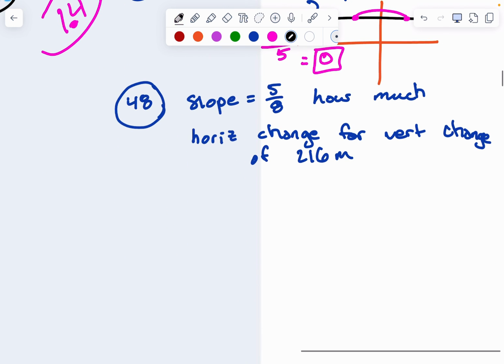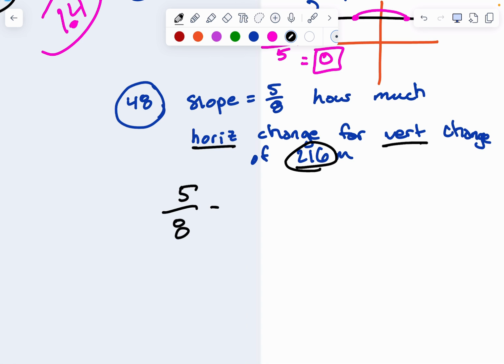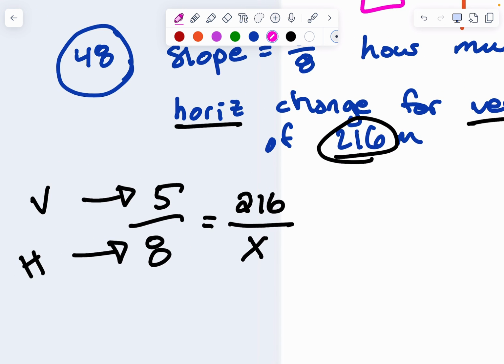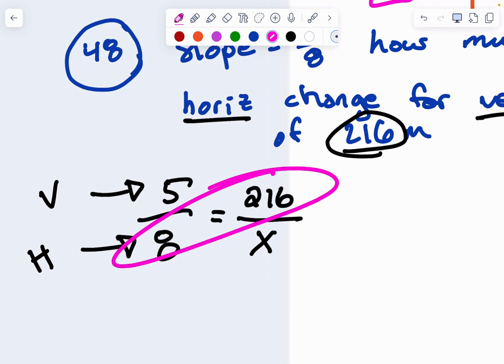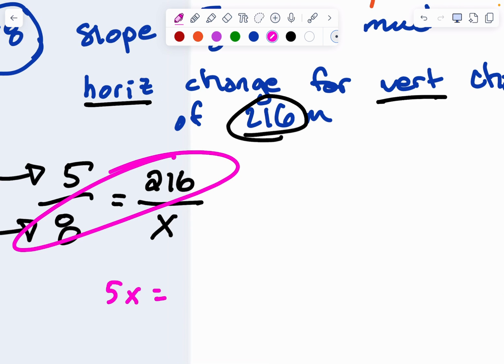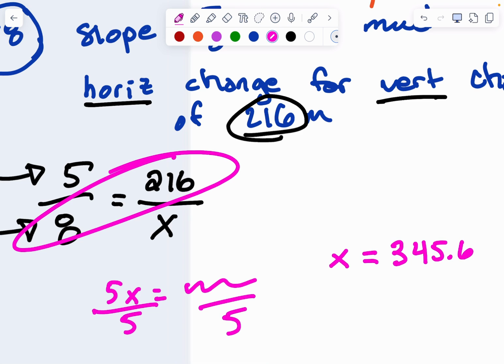If this thing has a slope of 5/8, and instead it goes 216 in the vertical, how much will it go in the horizontal? You could do this with a proportion. But which one of these is horizontal and which one is vertical? Horizontal is the bottom one. It's rise over run. So 216 needs to go here, and I'm trying to figure out what that is. You can multiply by 8 and divide by 5. So 5x equals that number, and then divide by 5. It should be a number that's larger than 216: 345.6 meters.